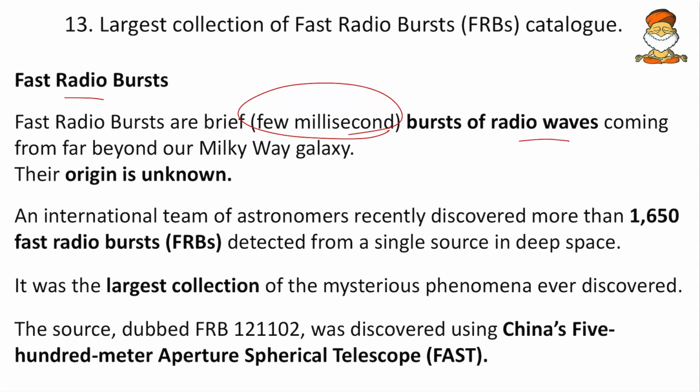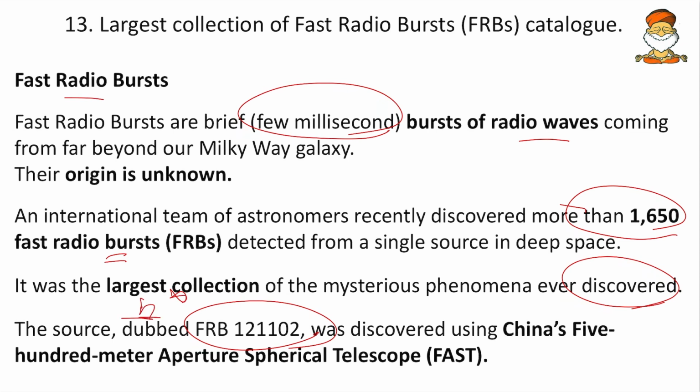Their origin is unknown. We don't know from where they come, but they come as radio waves, and they come in very short duration. Then an international team of astronomers recently discovered more than 1650 fast radio bursts from a single source in deep space. So they have detected a huge collection of these, the largest collection of the mysterious phenomenon ever discovered. The source is dubbed FRB 121102.